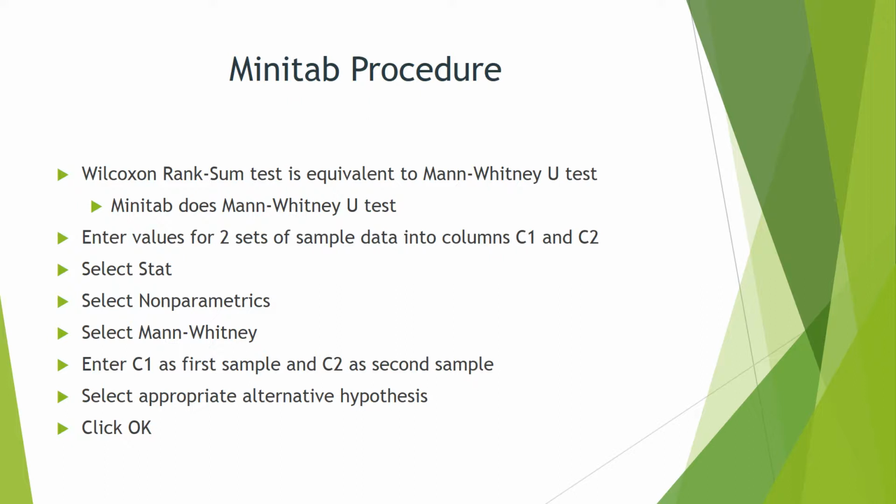You select Stat, select Non-parametric, select Mann-Whitney. You enter in column 1 as the first sample, enter in column 2 as the second sample, then select your appropriate hypothesis. If you think median 1 is different than median 2, then you enter in not equal to. Think median 1 is less than median 2, then you enter in less than, or median 1 is greater than median 2, then you enter in the alternative being greater than. Click OK, and it'll give you the results.